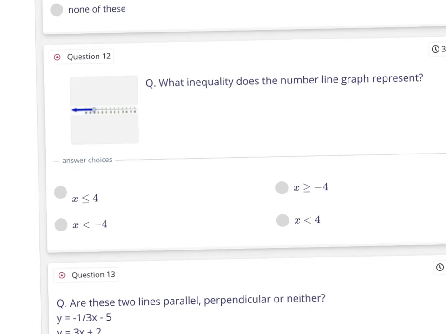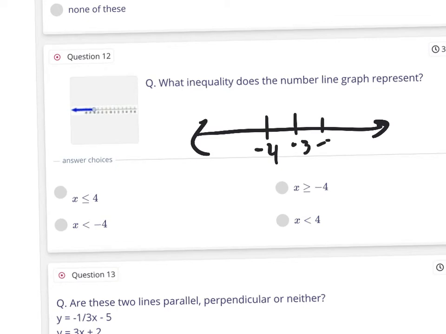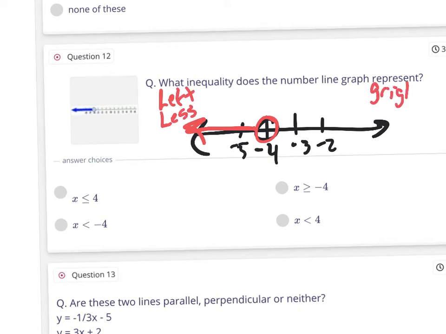This next question is kind of blurry on my screenshot here. I apologize. But it's saying, what inequality does the number line represent? So we have a number line. Let me just draw it so it'll be a little more clear to you. And we have a -4, a -3, a -2, -5. And there's an open dot at -4, and it's going this way. Okay, so what does that mean? When it goes to the left, that means less. When it goes to the right, that means greater. That's great. I said great instead of right to help you remember.